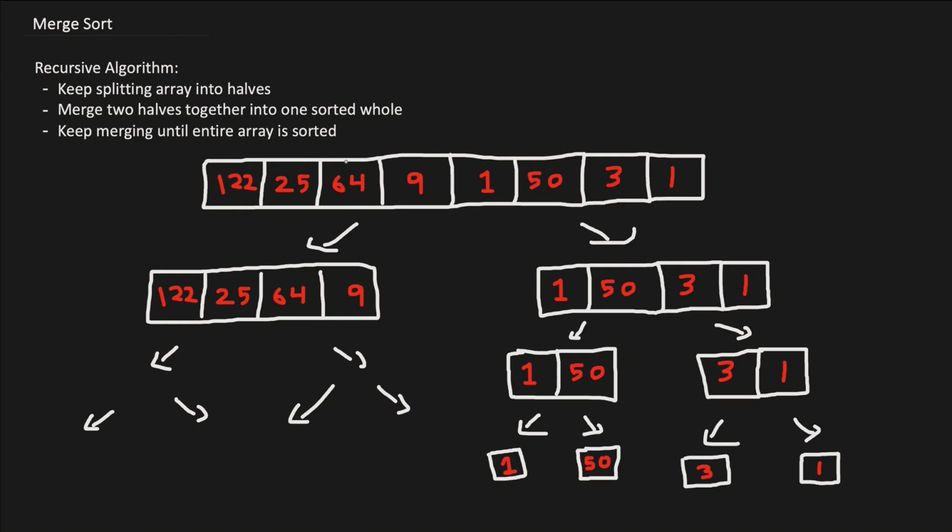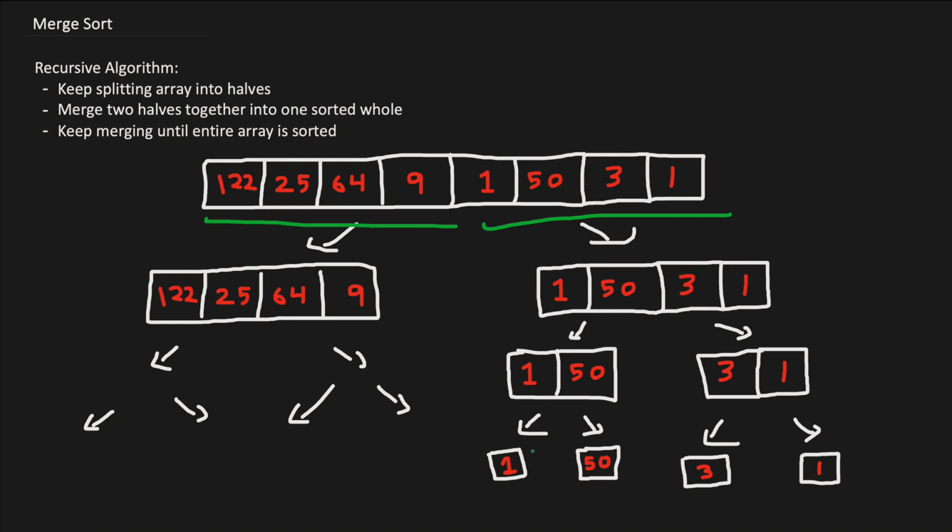So if we look at this array here, it's unsorted, and then we split it in half. So for this half and this half. And then for each half, we split it again. So we look at this half here, we split it into this half and this half. And then for each half, we split it again. So for this half, we split it here and here.